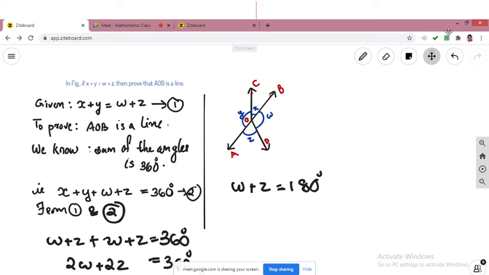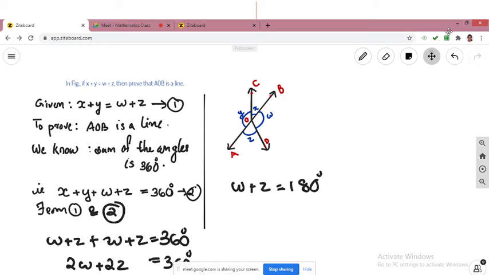So how did you say that w and z are adjacent angles? They have a common vertex and they have a common side, ma'am. Okay, so what about their non-common arms? When you are talking about adjacent angles, they form a straight line. Okay, they are forming a straight line.